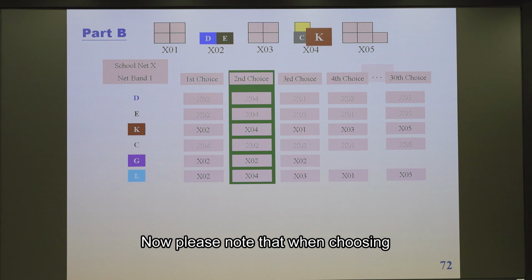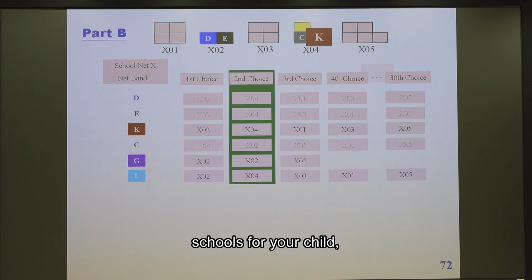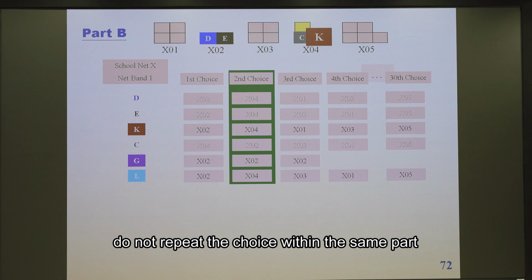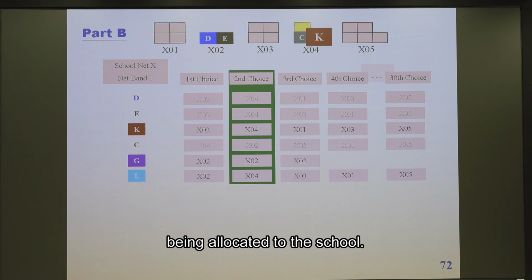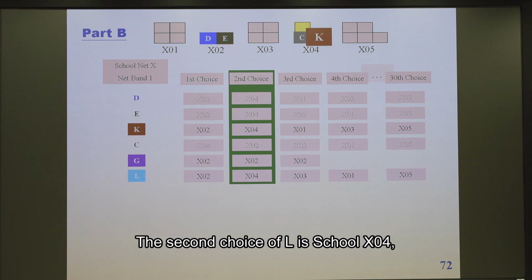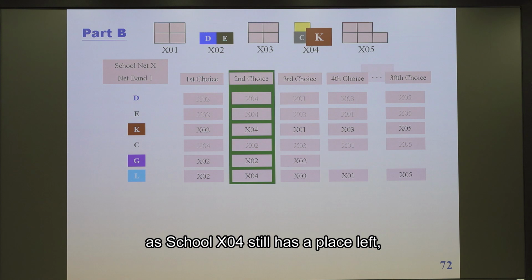Now please note that when choosing schools for your child, do not repeat the choice within the same part, as this will not increase the chance of a child being allocated to the school. And the next one is L. The second choice of L is school X04. As school X04 still has a place left, L is allocated to this school.